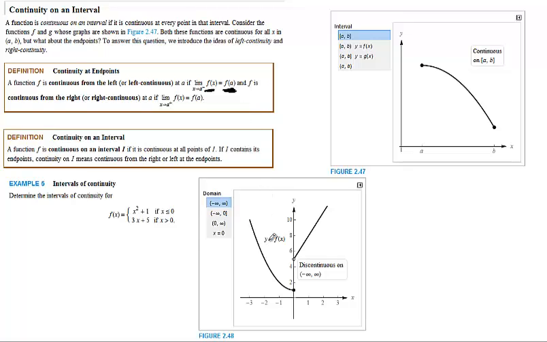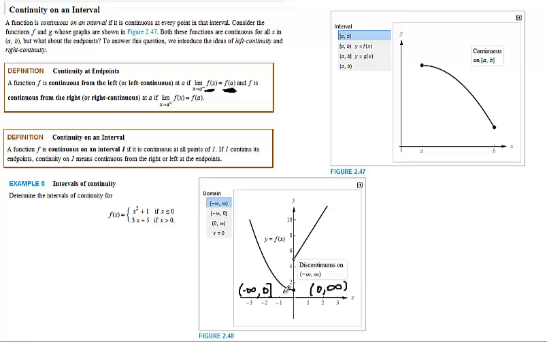Next, I'm going to be looking at example 5, and they would like for me to determine the intervals of continuity. If I look at this in individual pieces, I see that the left-hand piece is continuous from -infinity up to 0 and including that point. If I look at the right-hand section, I see that it is continuous, not at 0, but all the way up to infinity.